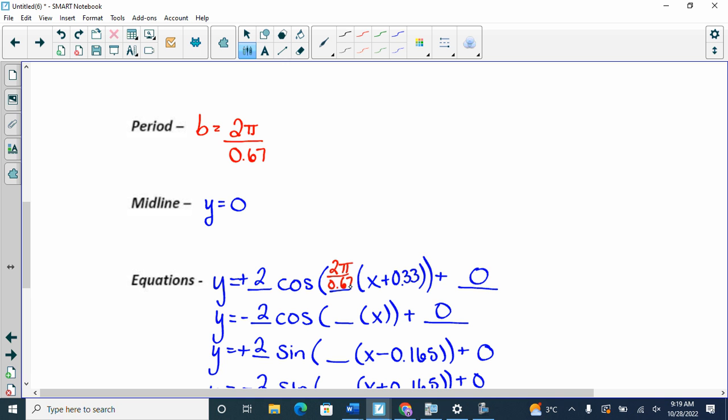Don't put the pi in. 2 divided by 0.67. 200 over 67. It's just moving the decimals. Isn't that what it said on the graph? It's 0.67. You have to use what's there.